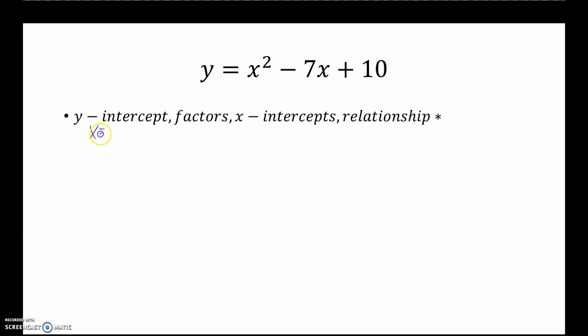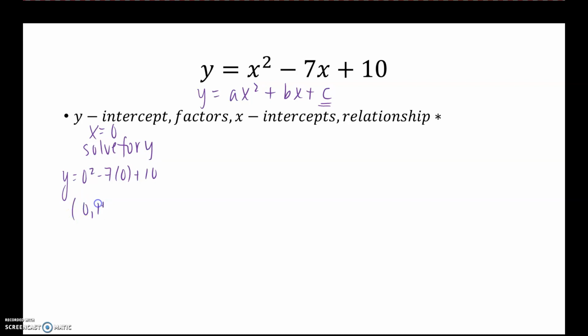Okay, y-intercept, I set x equal to 0, solve for y. Now, a lot of you got this. From standard form, the y-intercept is just the value of c. It's the constant. Because when we make the x's go to 0, any term that has an x gets canceled. So my y-intercept as an ordered pair is 0, 10. Why that? Again, because we set x equal to 0 and solve for y.